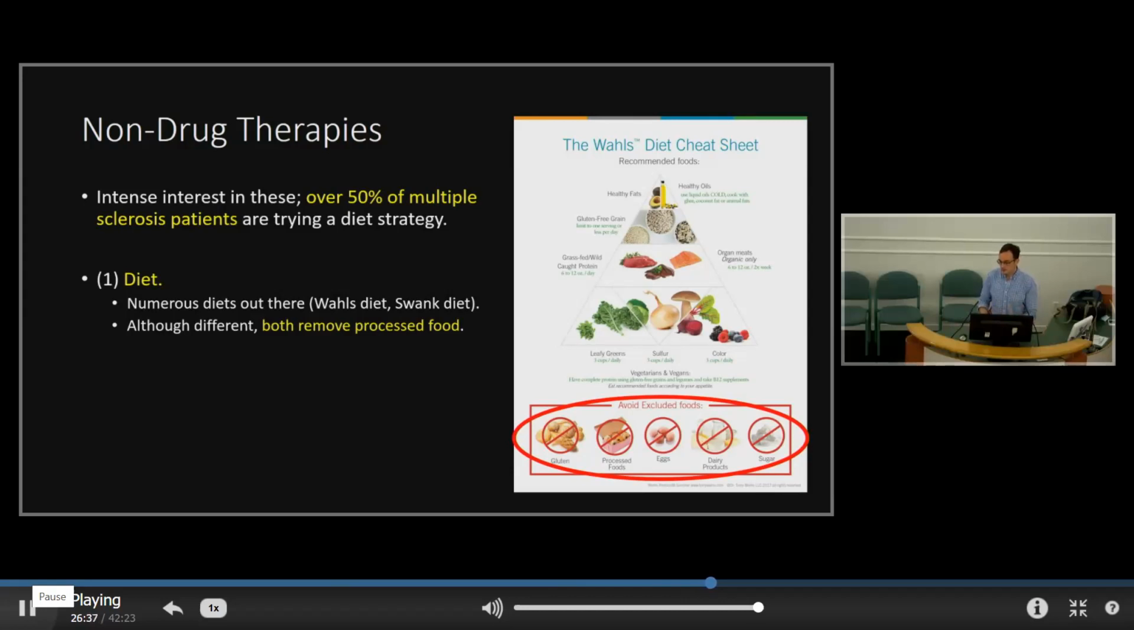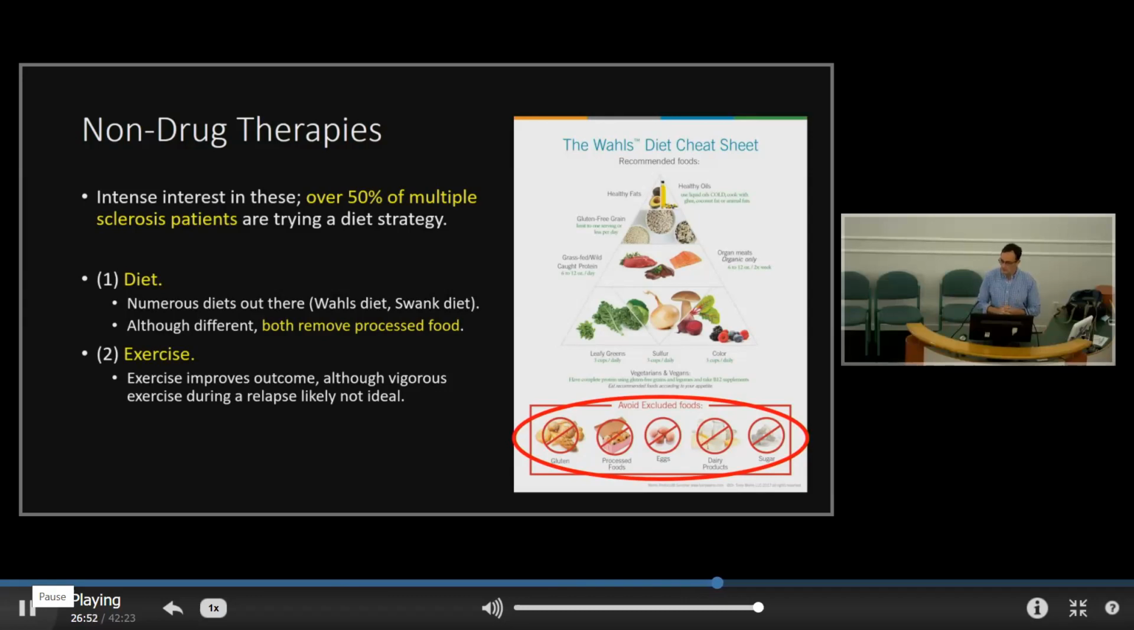Steak doesn't need a label, broccoli doesn't need a label. That's real food. Anything with a label, it's been processed. Probably, almost certainly. Exercise. Exercise improves outcome.